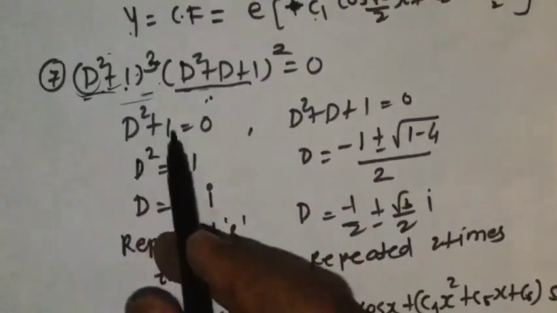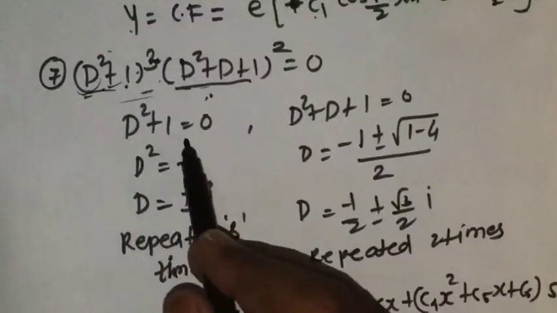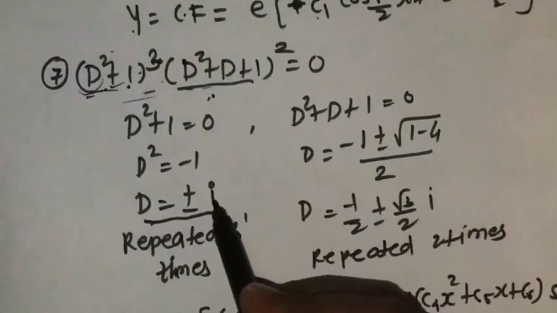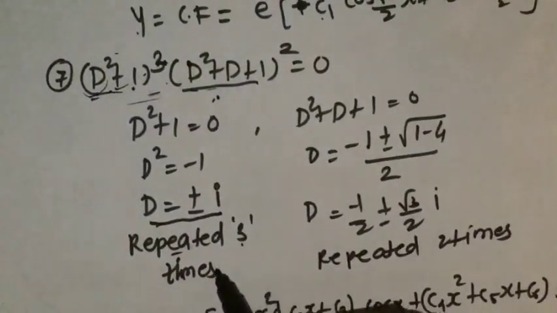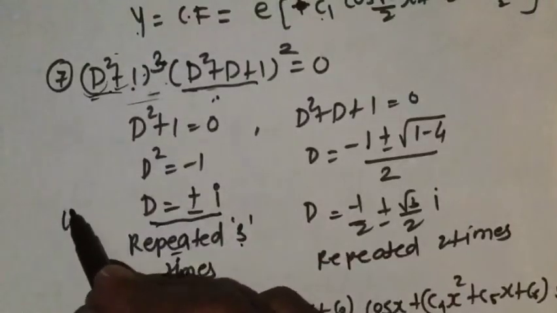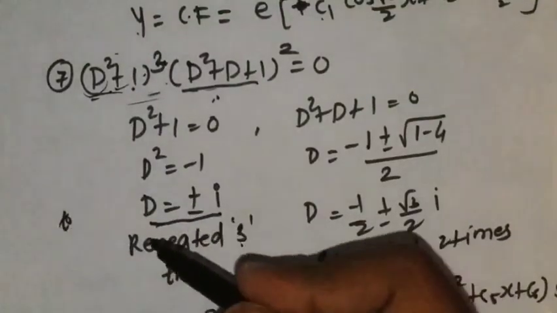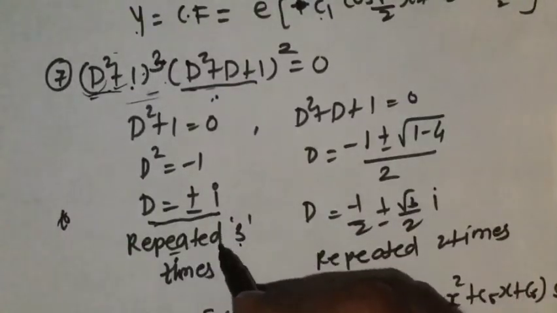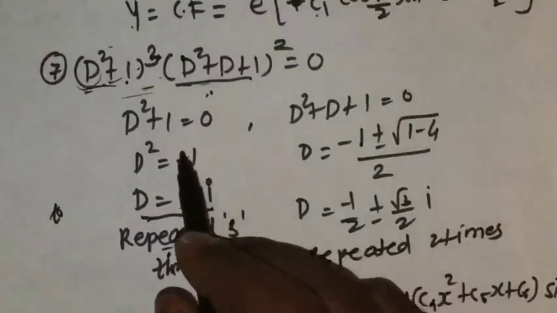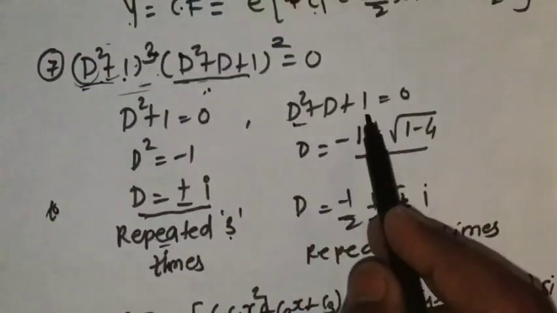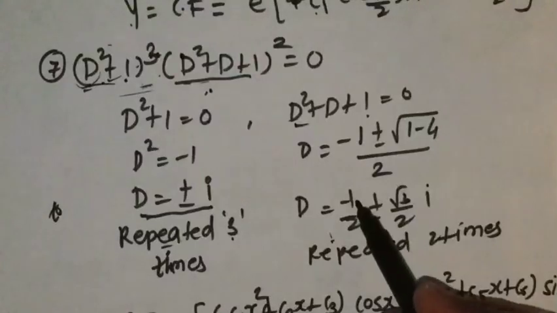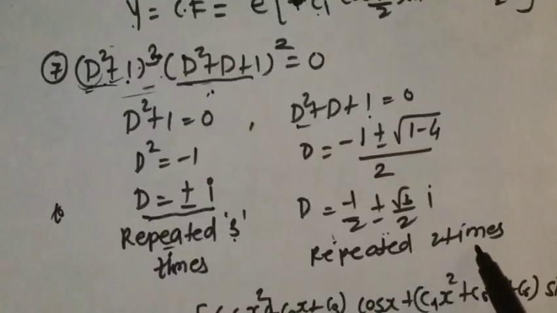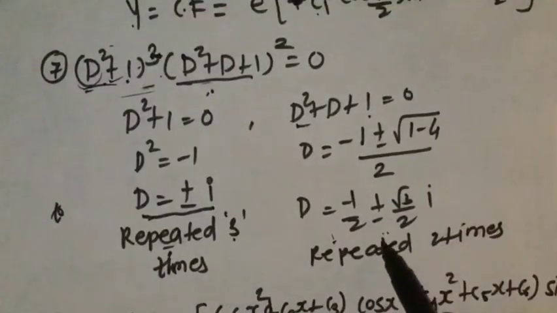So let us calculate the roots of the first factor. The first factor is D square plus 1 equal to 0. If we simplify, we get D as plus minus i, which are imaginary roots, and they are repeated 3 times. So plus i is repeated 3 times, and minus i is repeated 3 times. So a pair of complex roots is repeated 3 times, and here rule 4 is applicable for determining the solution. If you see the second factor's roots, we also obtain imaginary roots, minus 1 by 2 plus minus root 3 by 2 i, and these roots are repeated 2 times. So total 4 roots, 6 plus 4, 10 roots.